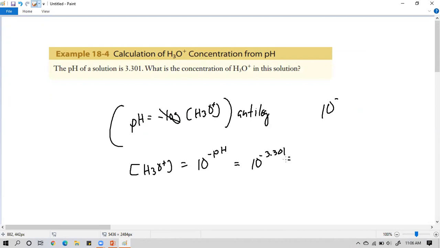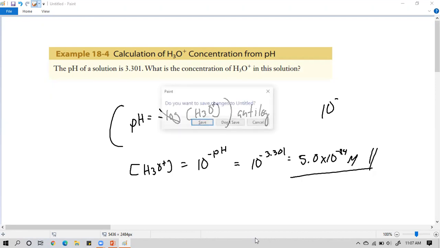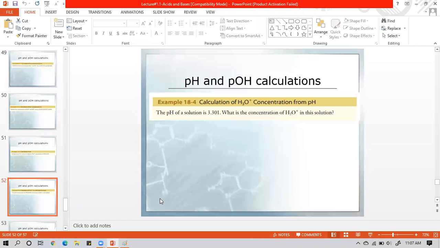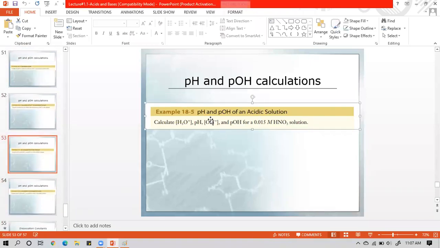Our answer here is 5.0 times 10 raised to negative 4. That's not 14, that's 4 molar. So that's how you answer problem 18-4. Okay, let's proceed to the next problem. So 18-5.